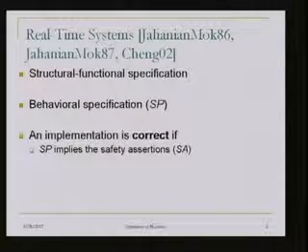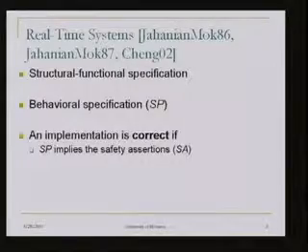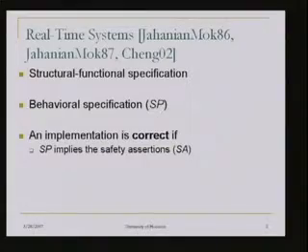Basically, we can specify a system in a behavioral fashion, so we do not need the structural functional description, which allows you to actually build a system. So here we are able to specify the behavior of the system, and that's good enough for most purposes of verification. So an implementation is correct if the SP, the specification of the system, implies the safety assertion, SA. So SP implies SA is a theorem. So that's the objective of verification here.